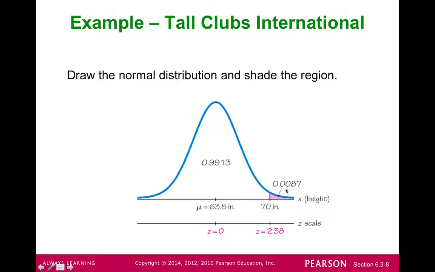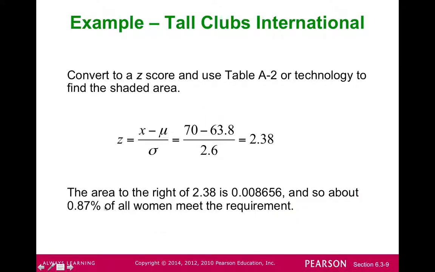0.0087. So coming back over here, based on all of that, the area to the right of 2.38 is 0.008656. And so we can conclude that about 0.87%, if we were to multiply this by 100 to turn it into a percentage, of all women will meet that requirement. So meaning less than 1% of women, according to this data, will be able to be part of Tall Clubs International.